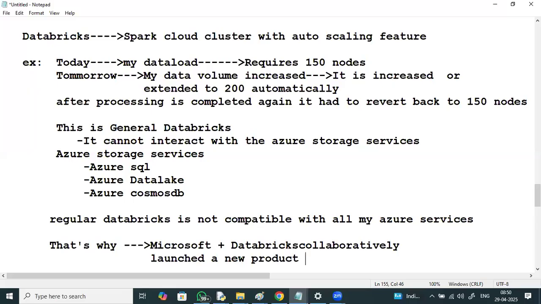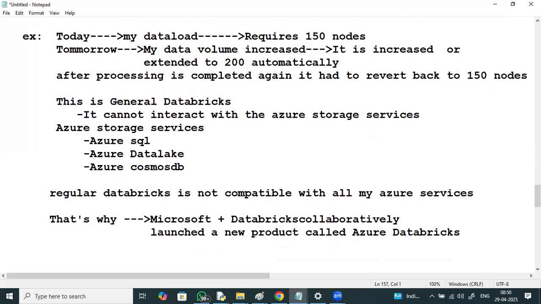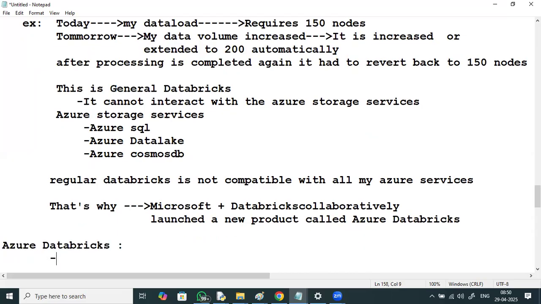They launched a new product called Azure Databricks. Now, what is Azure Databricks? It is a Spark cluster with auto scaling and compatible.